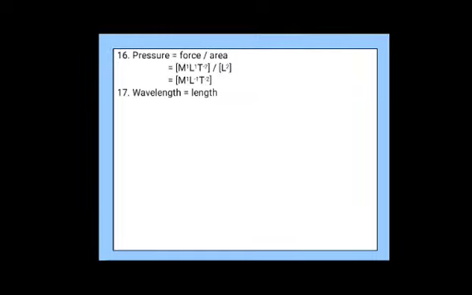Next one is wavelength. Wavelength is nothing but length. Length you are writing as L raised to 1. So the dimensional formula for wavelength is L raised to 1. M and T terms are 0. So M raised to 0, L raised to 1, T raised to 0.